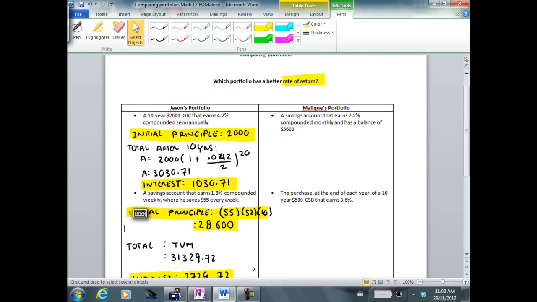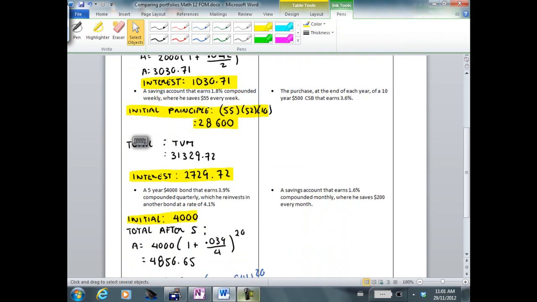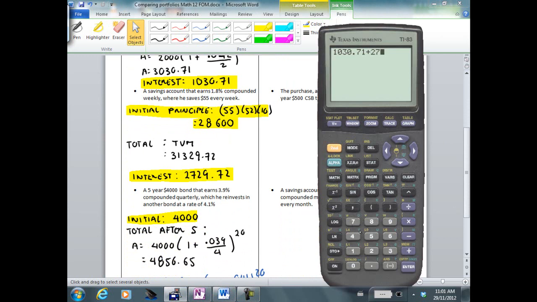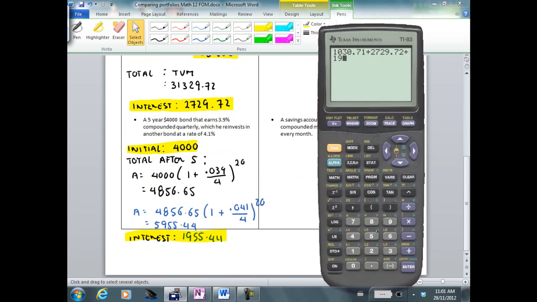So add up 2,000. Well, let's do the interest first. Let's add up all my interest right now. I have 1030.71 plus, I'm just adding up all my interest right now, 2729.72 plus 1955.44. So in 10 years, I made $5,715.87 in interest total. So let's write that down.